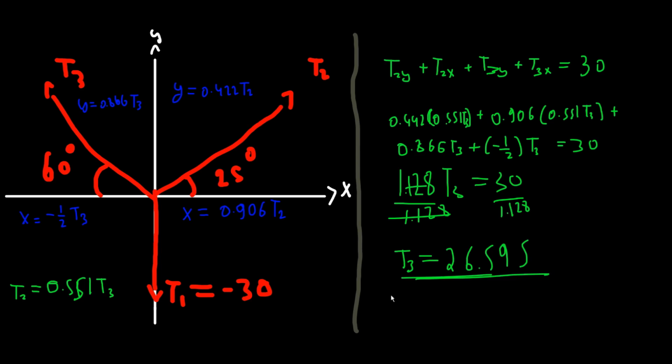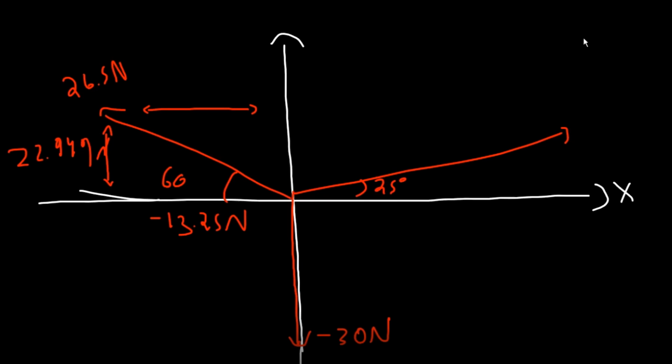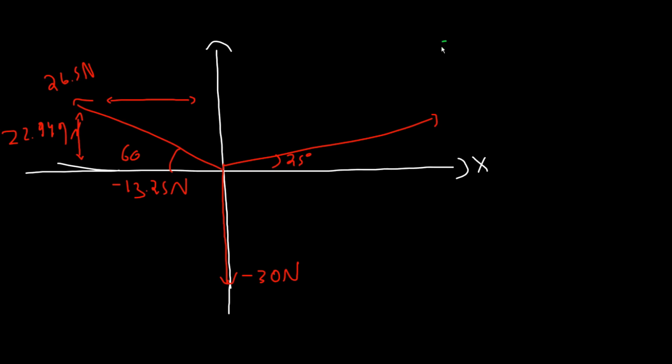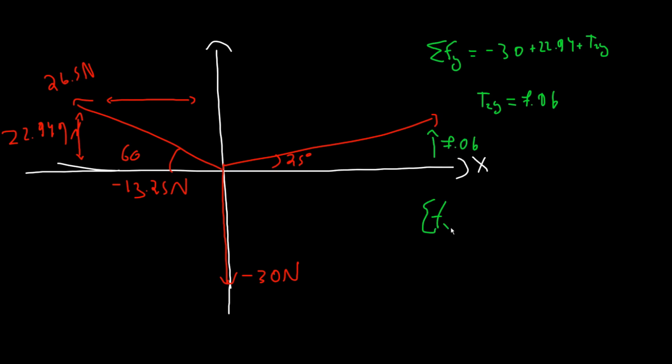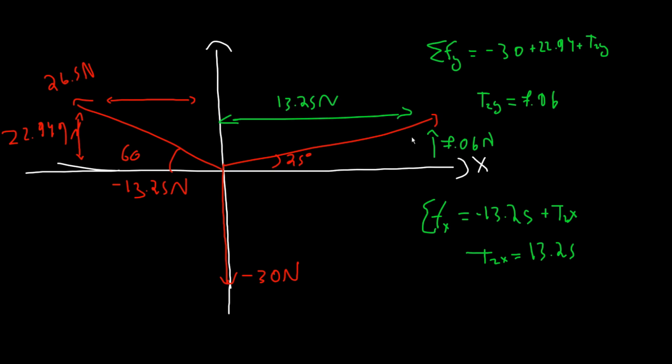You have to multiply the values by 26.5. I did that already behind the scenes. Here are the results. And lastly, making two equations for sigma Fy and sigma Fx. Use the Pythagorean theorem to find the hypotenuse, which is 15.01.